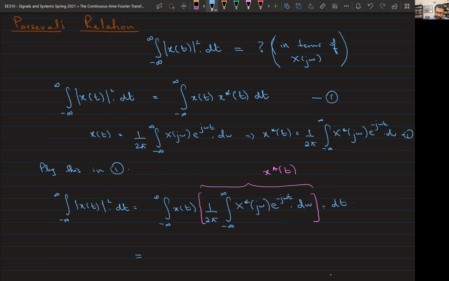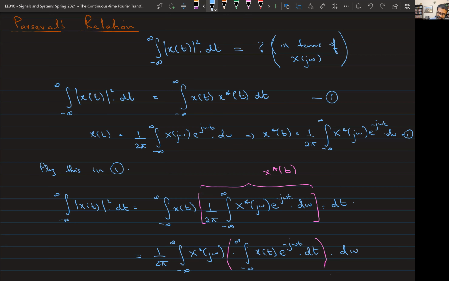Right, so I can pull out one upon two pi. That's easy, right? And then there's an integral from minus infinity to plus infinity of x conjugate of j omega. I can switch the order of the integrals, and then this is an integral over time, minus infinity to plus infinity, of x of t e raised to the power minus j omega t. So all I've done is switch the order of the integrals, times d omega.